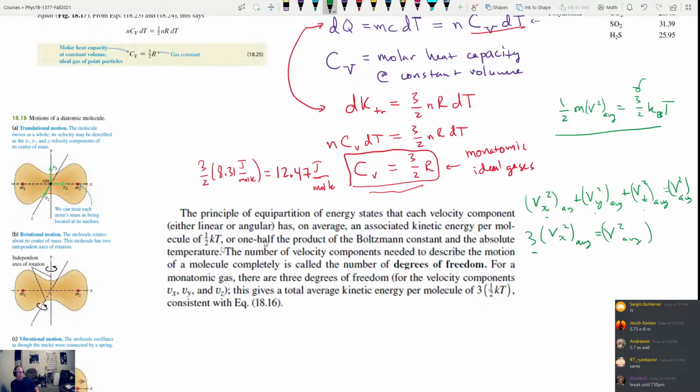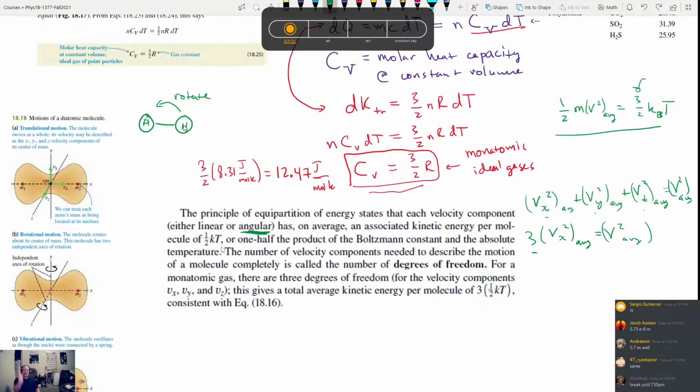So the question then becomes, what about things that have angular velocity? Because it's not just the case that a molecule can move in space, but if, for example, it was a diatomic molecule shaped like a barbell, with a hydrogen here and a hydrogen here, well, this molecule can also rotate. It could rotate not only about that axis, but also about an axis up and down.